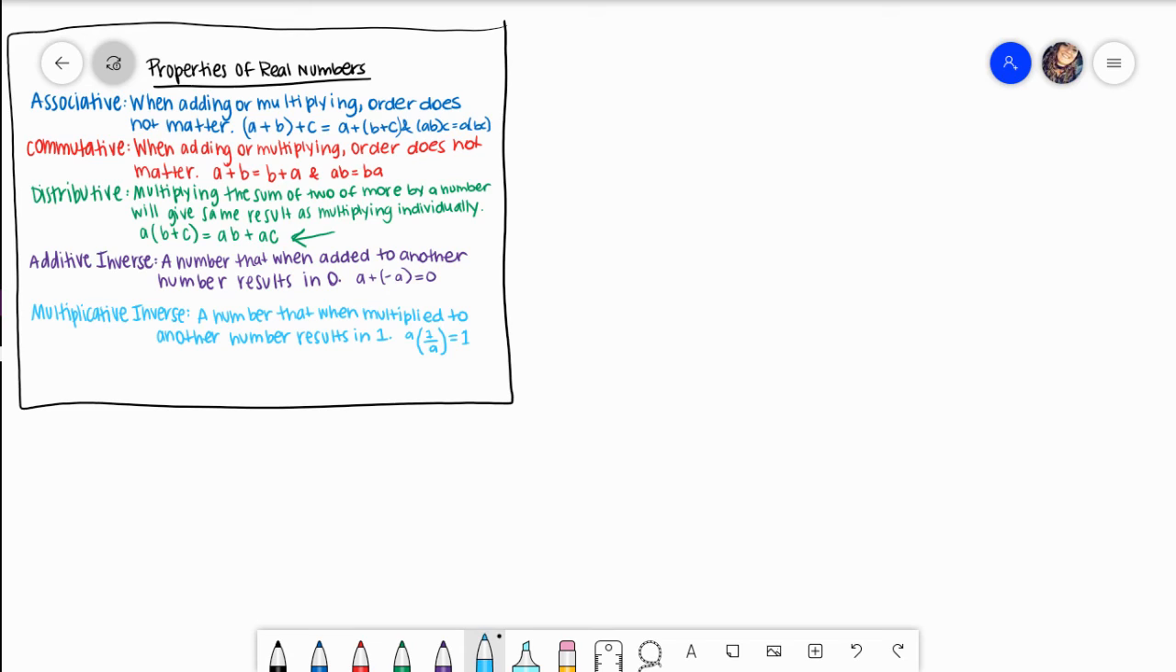Okay, last property. We have the multiplicative inverse. It's similar to the additive inverse. With the additive inverse, we want to get to 0. For the multiplicative inverse, what we have is a number that when multiplied to another number results in 1.